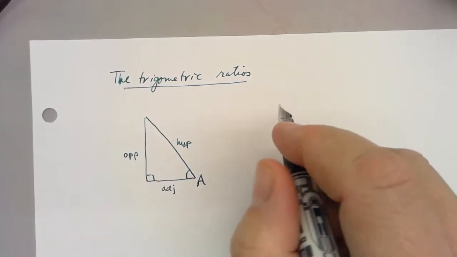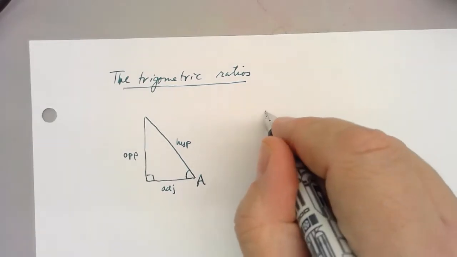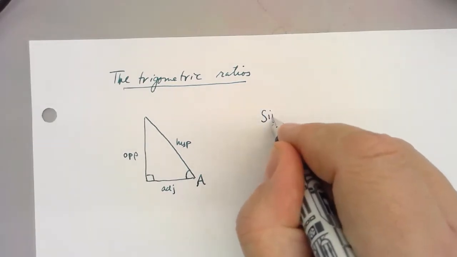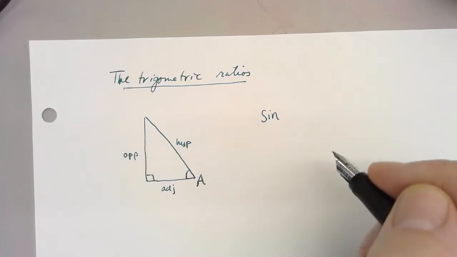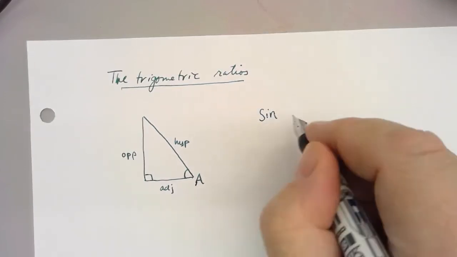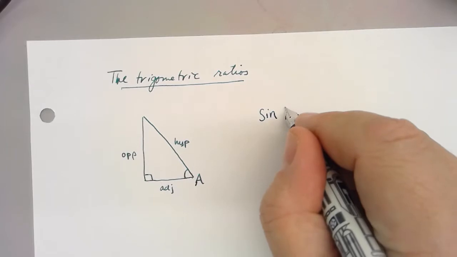So the 3 trigonometric ratios are defined as follows. The first is called the sine ratio. That's always abbreviated SIN. And the sine, you never write the SIN by itself.